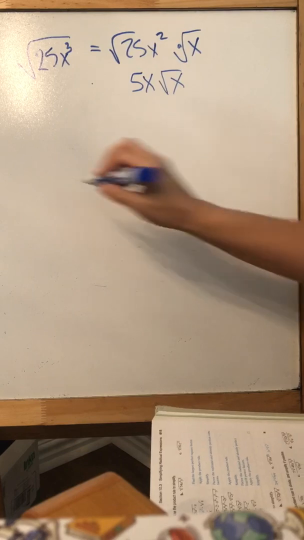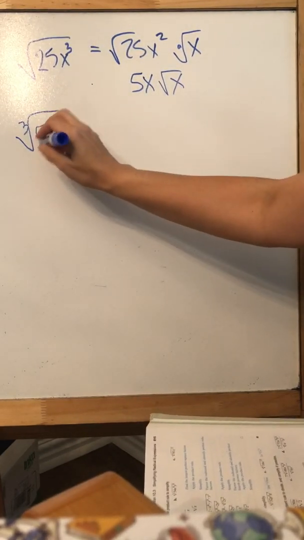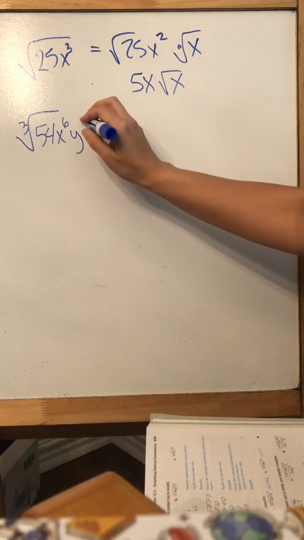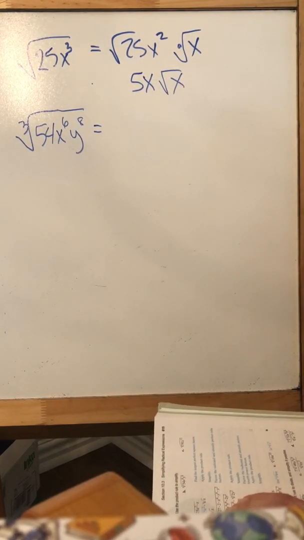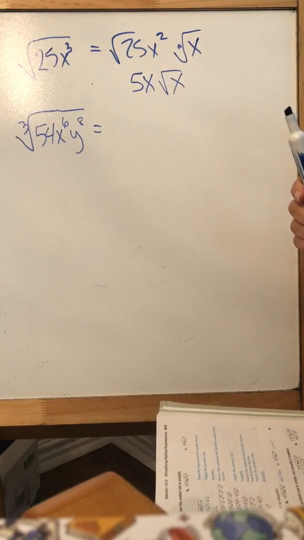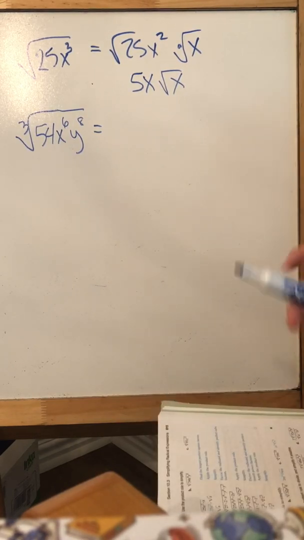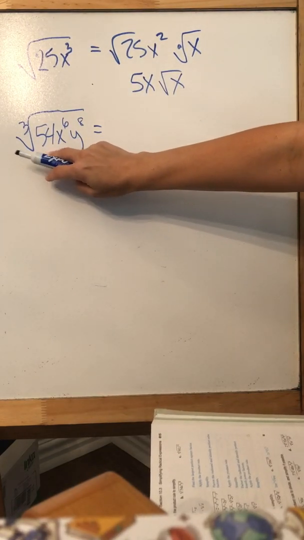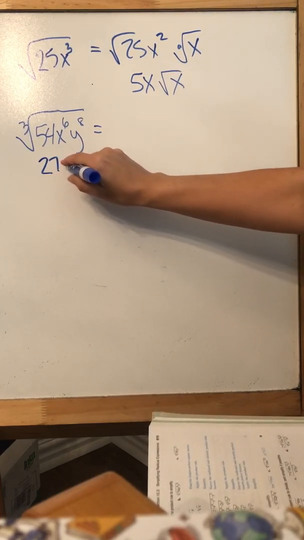Okay, so on B, we have cube root of 54x to the 6th, y to the 8th. All right, so how are we going to break this one down? Well, what are some of our cubes? If you look back on the page before, you can see perfect cubes and perfect squares. And one perfect cube we have is 27. Well, 27 times 2 is 54. So we're actually going to break that down into 27 times 2.